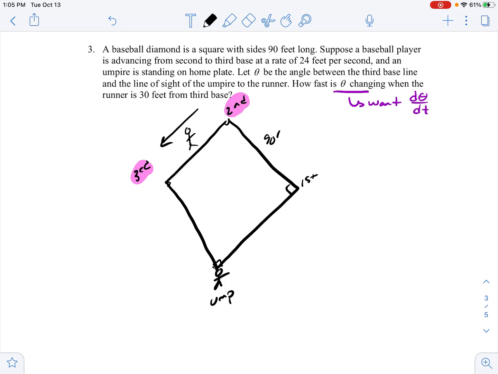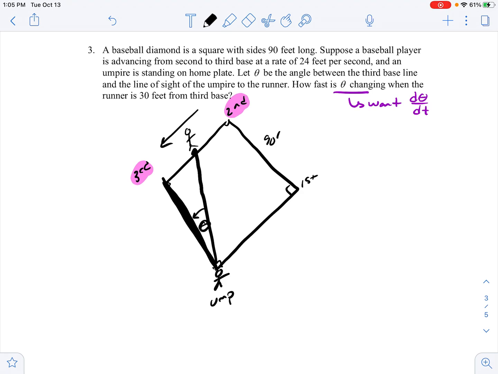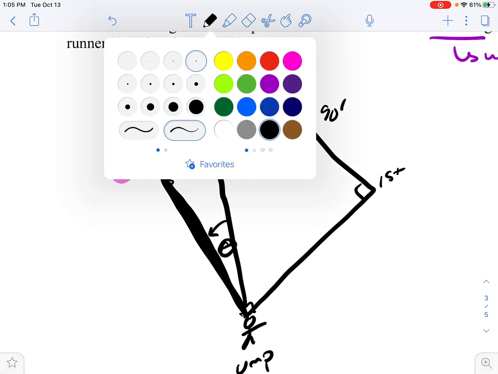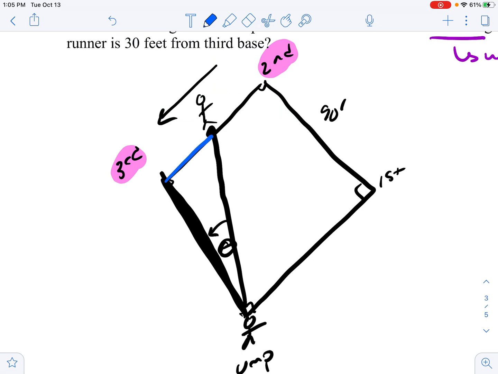Let theta be the angle between the third base line, this is called the third base line, and the line of sight to the runner. So here's my runner right there. There's the angle in between the two. And what do you notice is happening to the size of the angle as we're watching this third base runner go from second to third? It looks like the size of this angle is going to decrease. So think about what that might mean in terms of d theta here, okay? You shouldn't be surprised by our answer when we get it. So in any event, we've set this up, okay? And look, again, we're really dealing with a right triangle for all intents and purposes here.